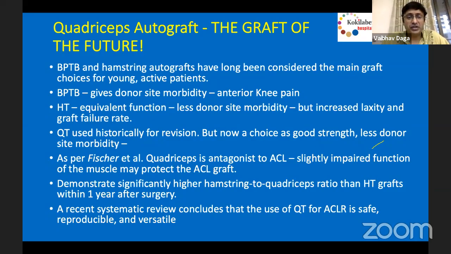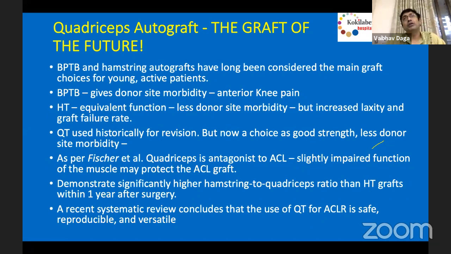Quadriceps tendon was used historically as a revision. Initially, the quadriceps tendon was used in revision surgery for failed ACLs, for failed ACLRs, basically. But now it is a choice with good strength and less donor site morbidity. As per Fisher, quadriceps is an antagonist to the ACL. Slightly impaired function of the muscle may protect the ACL graft. That's what they're trying to claim. So slightly impaired, because it's an antagonist muscle to the ACL.